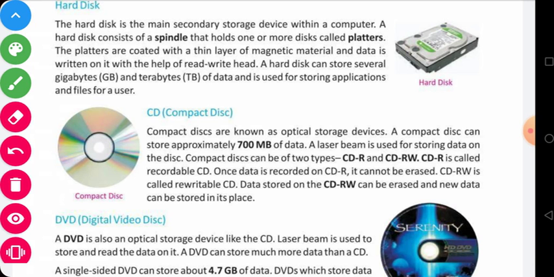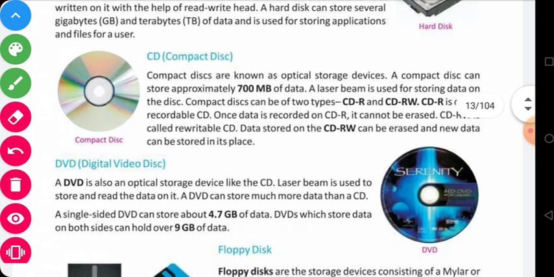Okay, so CDRW is generally mainly popular for our daily purposes. Okay, if we want to store any small piece of information which size is less than 700 MB, then we use compact disk.